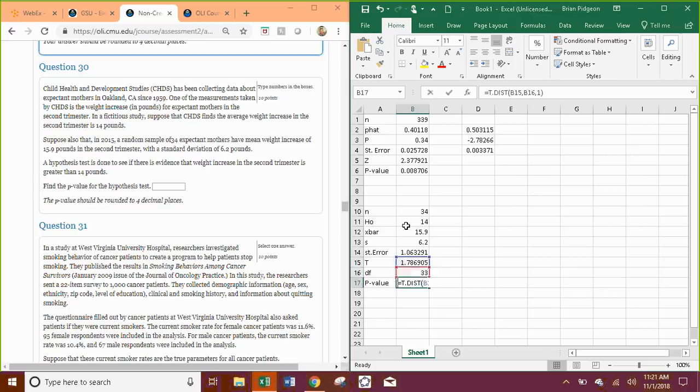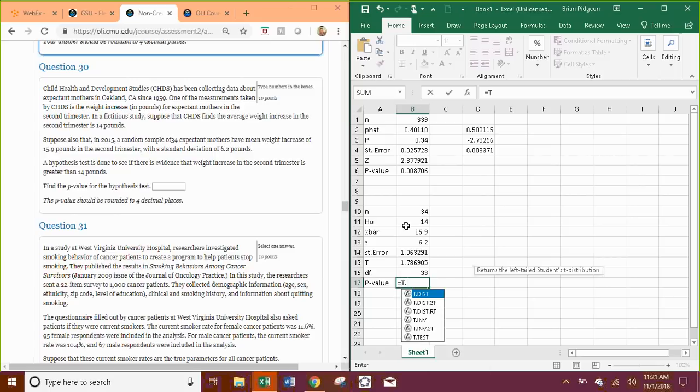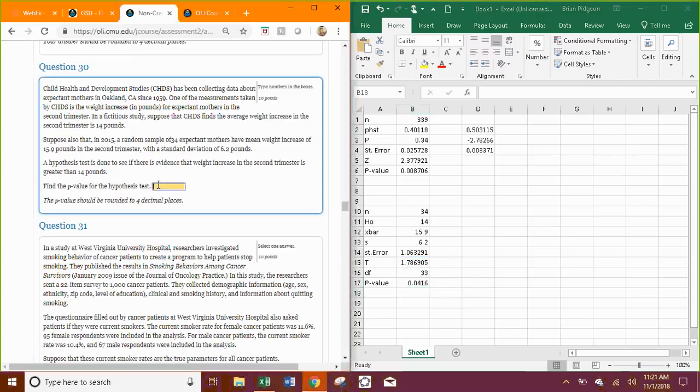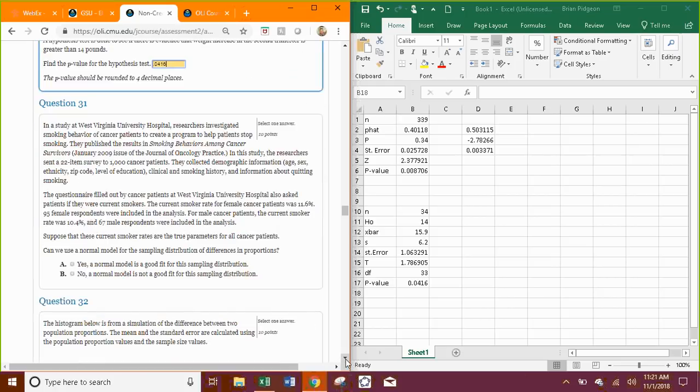So, standard error is S over root n. T is calculated the same way as before. The degrees of freedom is the sample size minus 1. It's just the p-value that we need to calculate. So we want a hypothesis test to see if there is evidence that the mean weight increase is greater than 14. So we use T dot dist dot RT, the right tail test, with t, comma, the degrees of freedom. 0.0416.